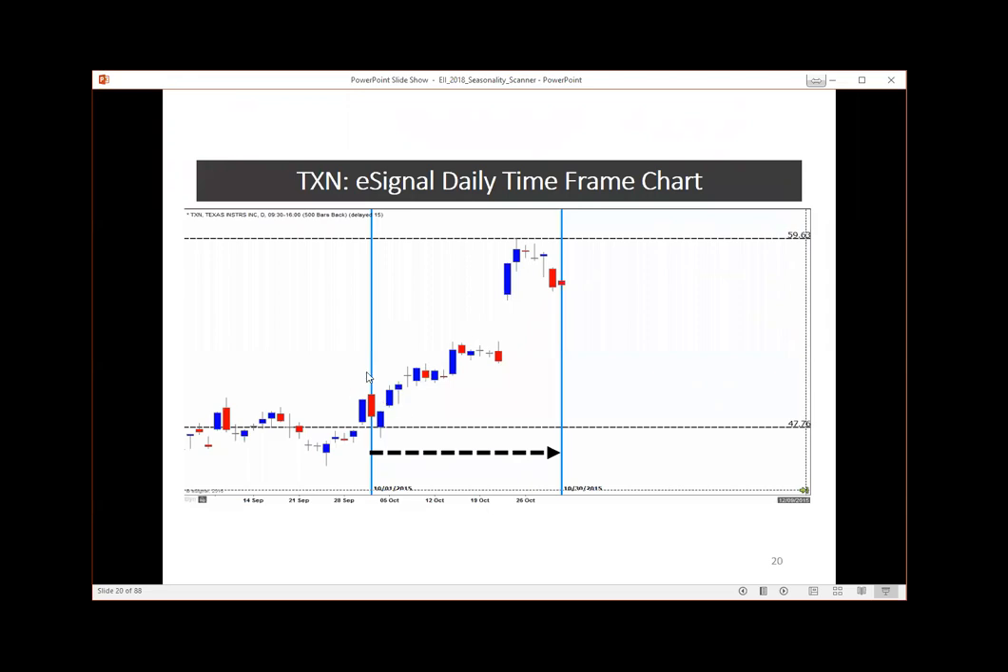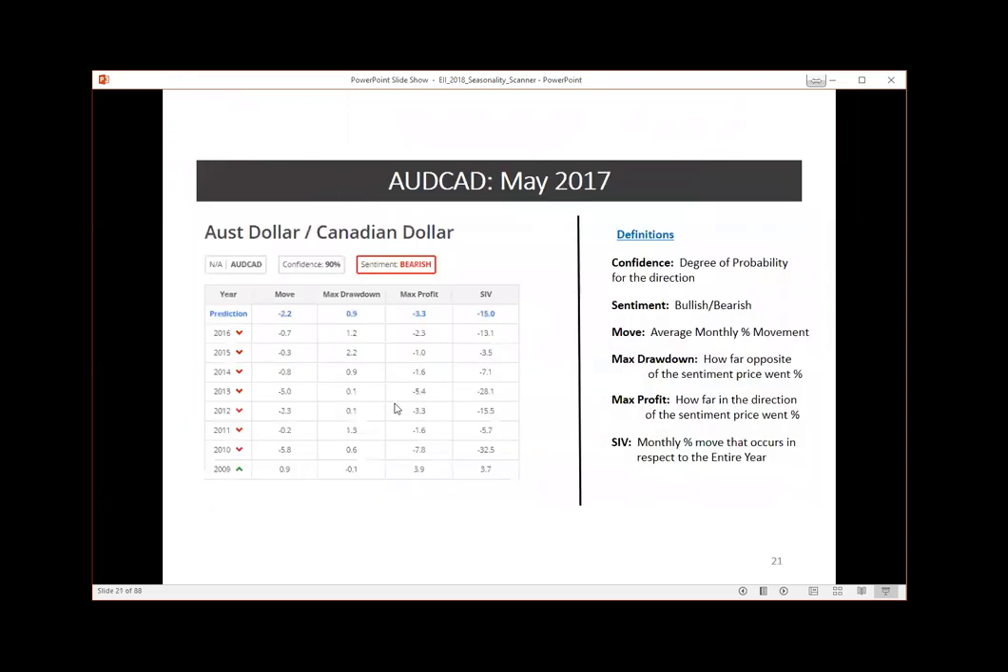All you had to do was look for a setup here. Okay, this is a daily time frame here, but you could have looked on a lower time frame, whatever time frames you want, you could look for a setup. Remember, it's a 30-day cycle, so you want to make sure your time frame is accurate.